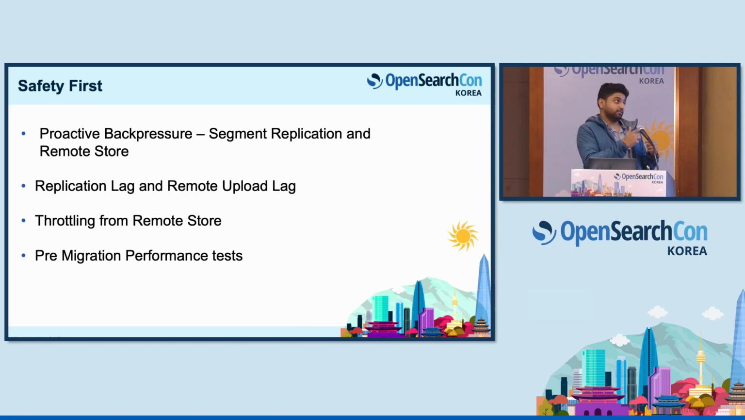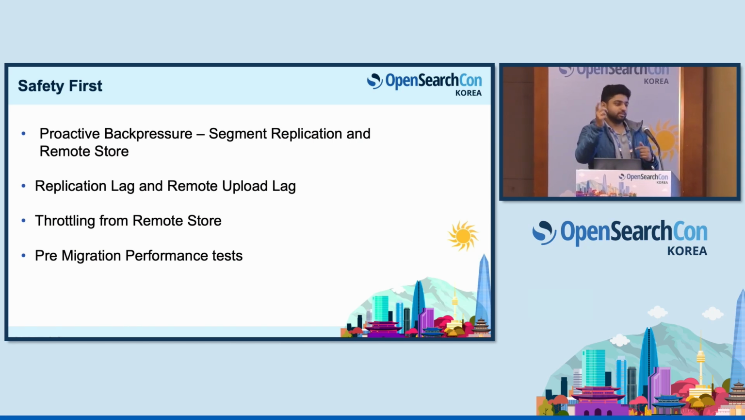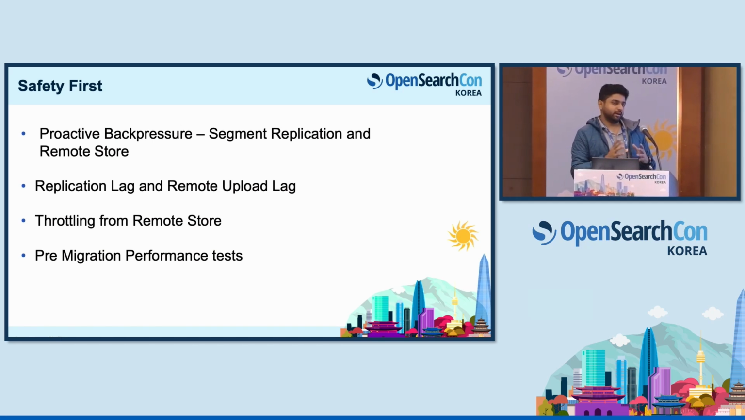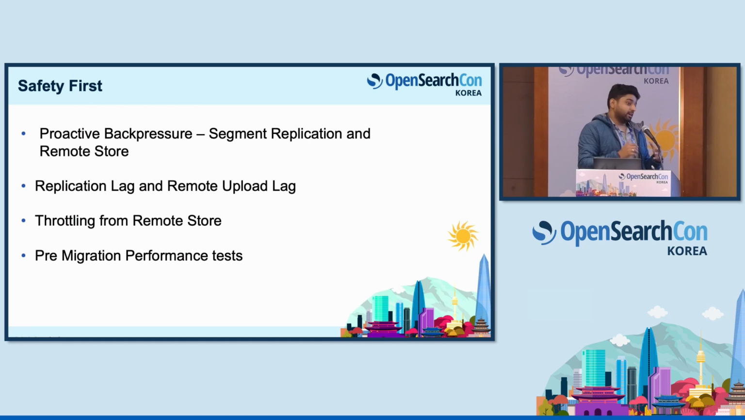First segment when the segment first appears locally and when it appears in the remote store. Now when we first developed this and we were playing around with it, we also encountered a lot of throttling from the remote store that we were using, where we had to work around to resolve those issues. So please be watchful of that.